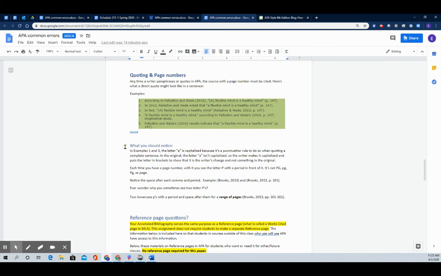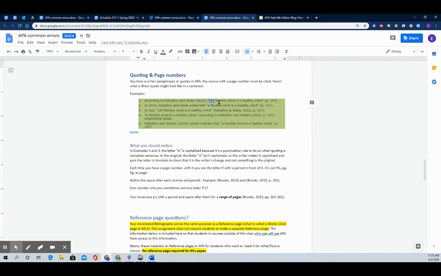So pause and look at those things very carefully. Here's what I think you should notice. In examples 1 and 3, the letter A right here is capitalized and put in brackets. And the reason it appears that way is it's a writing rule when you're putting a complete sentence into your own sentence that you have to capitalize the first letter of the complete sentence. Well, if the original quote didn't have it as a capital letter, you have to make it a capital letter in your paper. So that's when you put something in brackets.